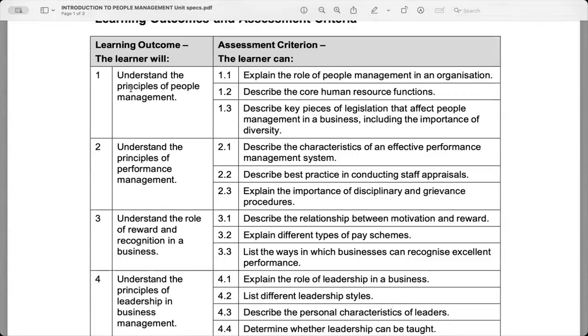The assignment consists of three tasks: the importance of human resource management, writing a memo explaining the need for an HR department, laws affecting HR, and the benefit of workplace diversity.